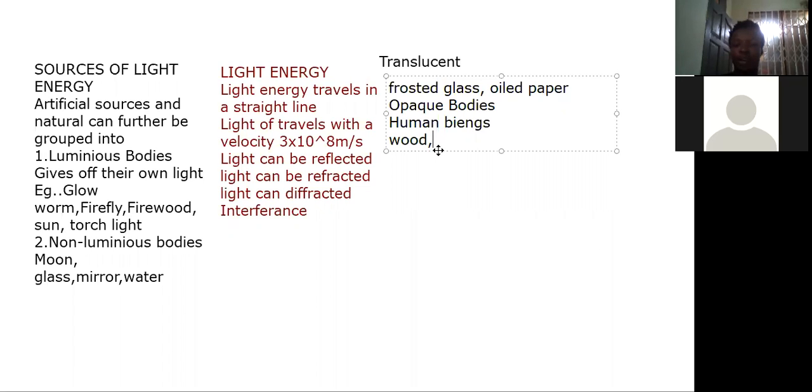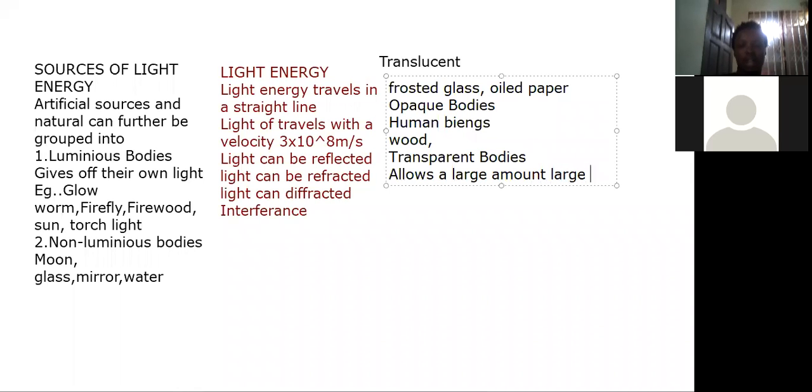Now from there we can also talk about transparent materials. These are bodies through which light passes. So we have the translucent materials, the opaque bodies, and the transparent. Transparent are bodies that allow a large amount of light to pass through them.